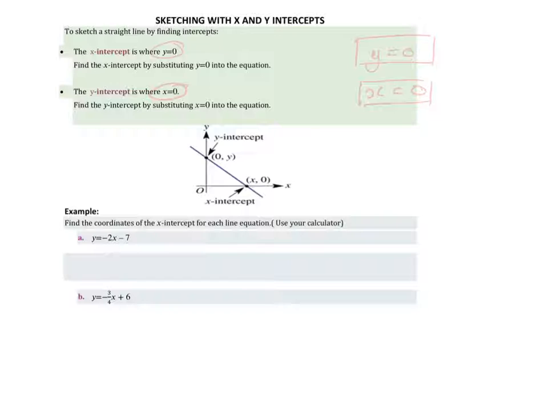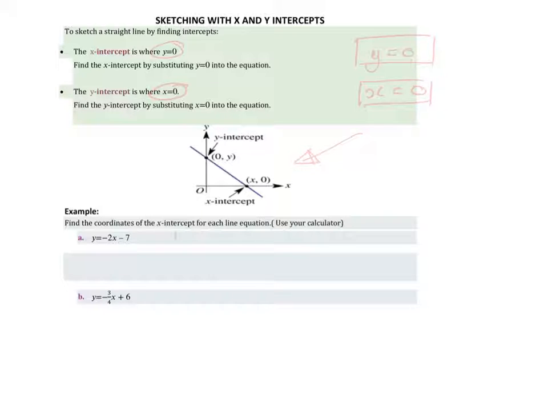Now we've talked about the fact before that we need 2 points to sketch a graph. So now my x-intercept and my y-intercept are going to be the 2 points that I plot on my graph and draw my line through. So let's have a look at the first example here where we are asked to find the coordinate of the x-intercept. We'll be looking at how to do this on the calculator as well, but let's have a look at it manually.